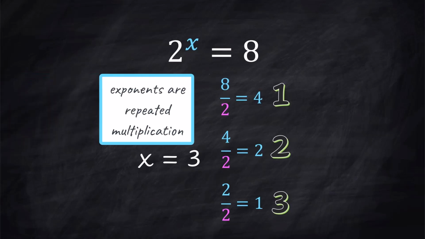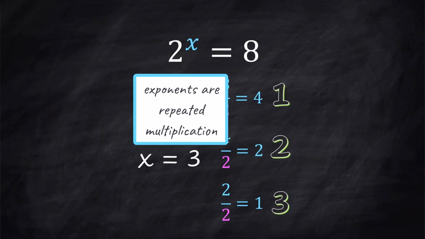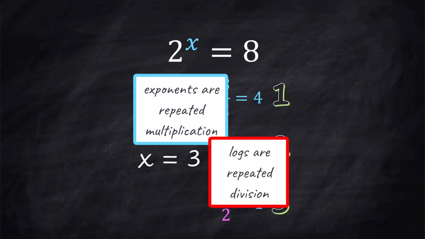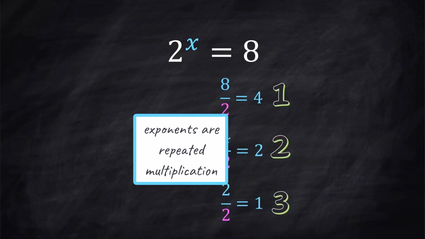If exponents are repeated multiplication and logarithm is the inverse operation for exponents, then logarithm must have to do with repeated division. Again, if this is easy, you'll just crank it out. If it's more difficult, you're going to follow the log properties for solving equations. That link in a minute, but you probably already saw this in class, or you're about to see this in class.